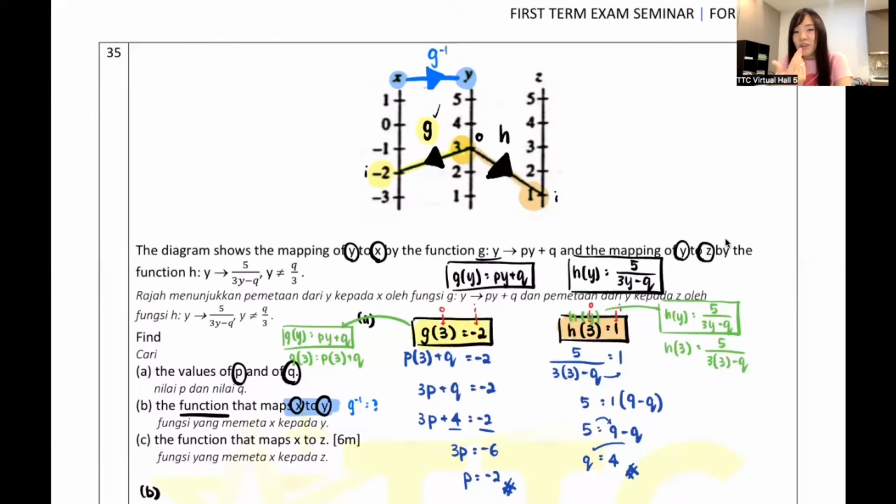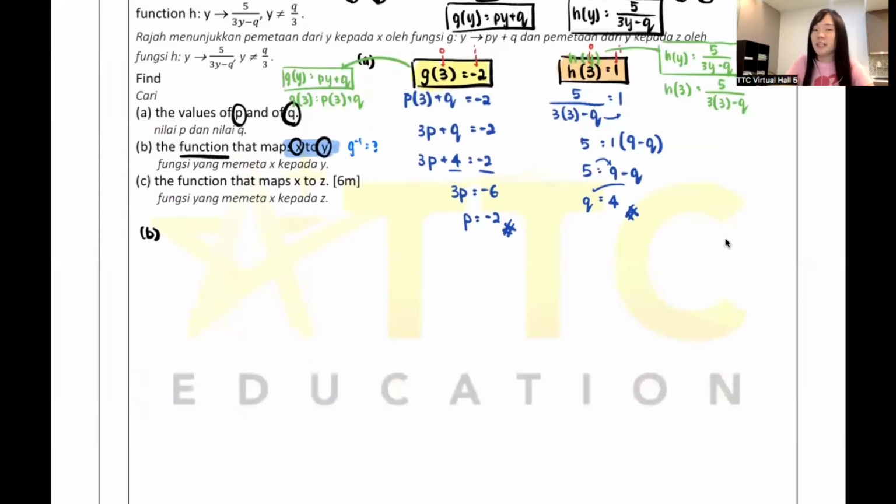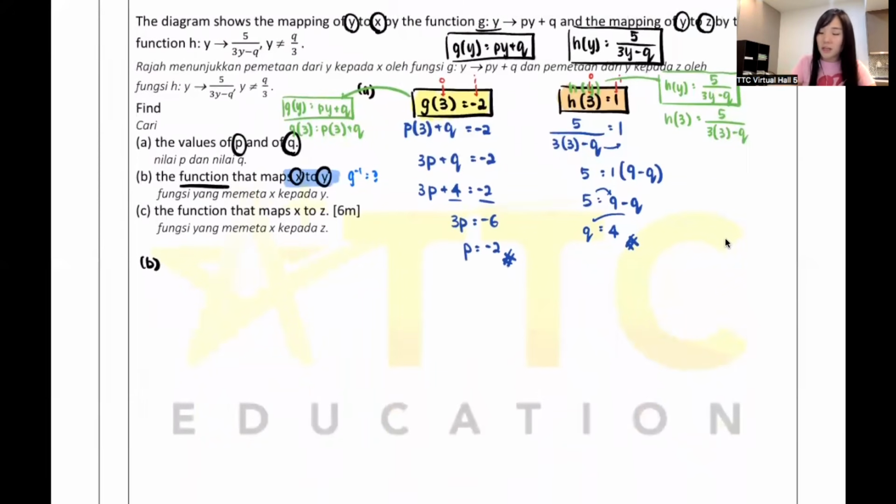So you see, they can straight away tell you G inverse, but they just tell you, oh, find the function x to y. But it's not hard to know, right? Because you all know how to look at the diagram. So when you walk over is G, walking backwards is always G inverse. Correct? So now this question wants to find the G inverse. How do I find the G inverse? Again, using let y. So we will let y equal to the G inverse.